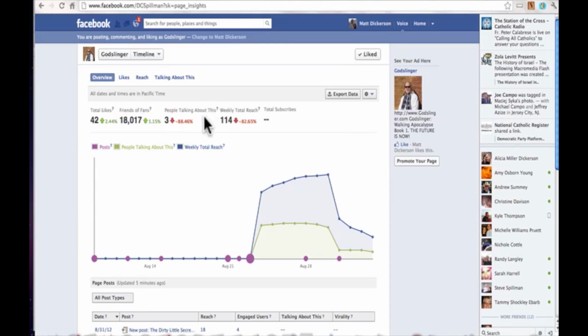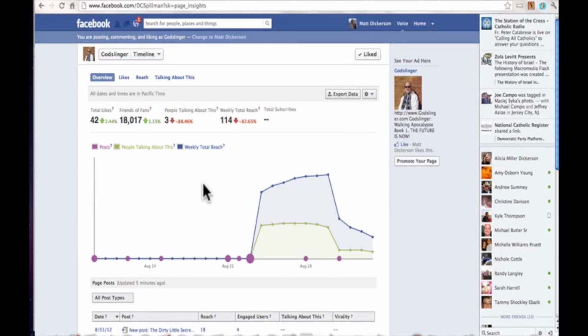People talking about it, it's down a little bit. Well, down quite a bit because the number of posts over the last few days has stopped. You can see as we posted, numbers went up. You can tell here, wow, we did a lot of posts that day, and look at the spikes in the weekly reach, the people that are talking about it.